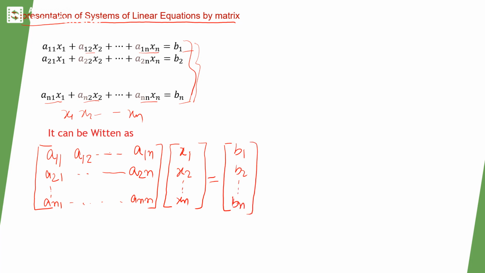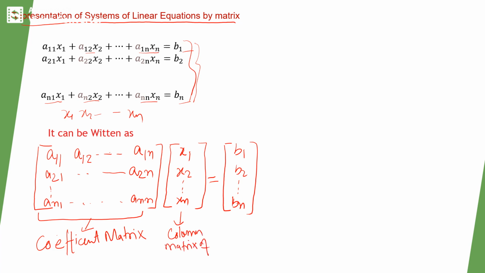So here the system is represented by this matrix equation. Here that matrix is called the coefficient matrix, and this column matrix is called the column matrix of unknowns, or we can say variables. And this is the column matrix of constants.